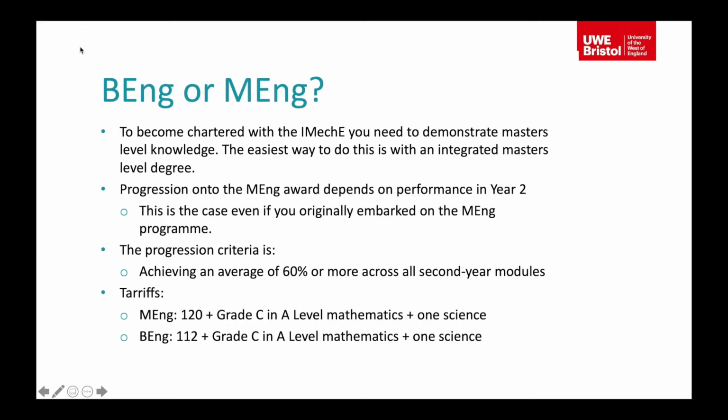Okay. Tariffs for entry for the MEng, we ask for 120 tariff points and at least grade C in A level mathematics, plus a science, typically physics, but it can be any science. For the Bachelor of Engineering, it's slightly less, it's 112 tariff points, but we require grade C in A level mathematics, and again we want at least one science.